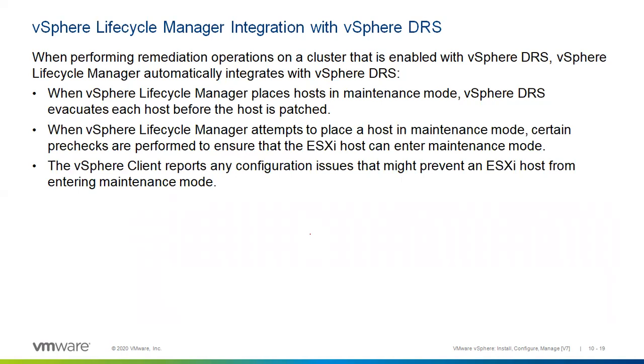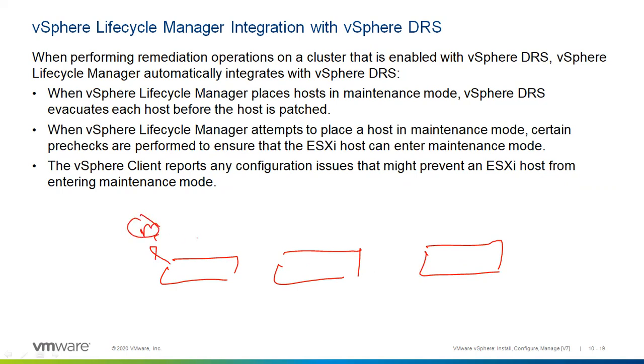Then lifecycle manager with DRS. So probably you have seen this when we are setting the HA and DRS mode. When vSphere Lifecycle Manager places a host in maintenance mode, vSphere DRS is mandatory for the rolling upgrade. You know that the rolling upgrade will happen one by one automatically. So the first host will go in maintenance mode. It will evacuate all the VMs to another host. When it is upgraded and back out of maintenance mode, the VMs will be back.